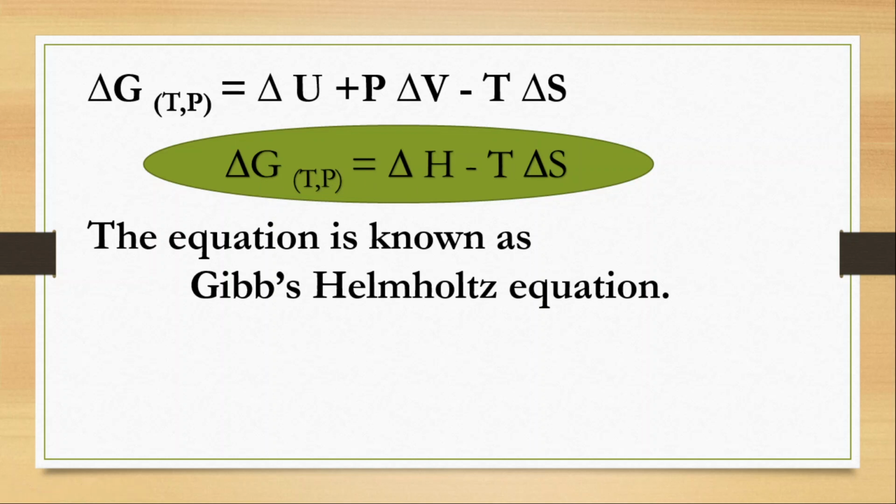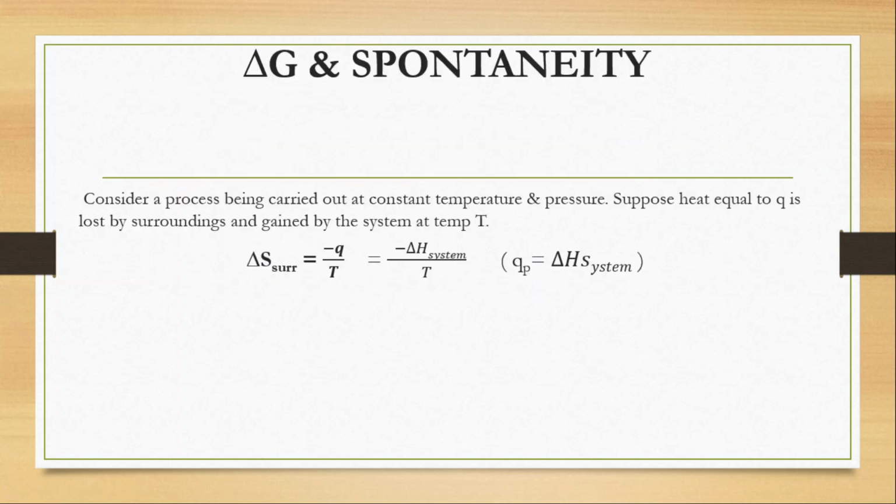Why we have introduced Gibbs free energy is, in the second law of thermodynamics, delta S is related to spontaneity. If delta S total is greater than 0, then the reaction is spontaneous. Delta S universe, or delta S total, is equal to delta S system plus delta S surrounding. But the surrounding is very large and vast, and it was difficult to consider it. So that's why we have introduced a new thermodynamic function, delta G.